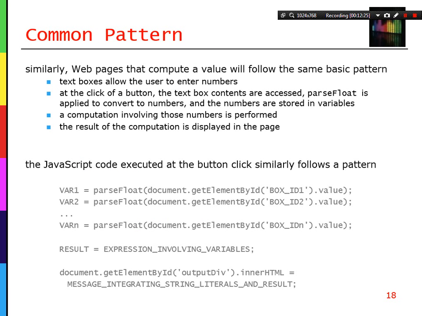Again, that's another common pattern where anytime you've got a numbered value in a text box that you want to use as a number, you need to do a parseFloat on it. So here we see that var1 is going to be a parseFloat, var2 is going to be a parseFloat, all the way up to varn is going to be a parseFloat, and then all of those things can be treated as numbers later.